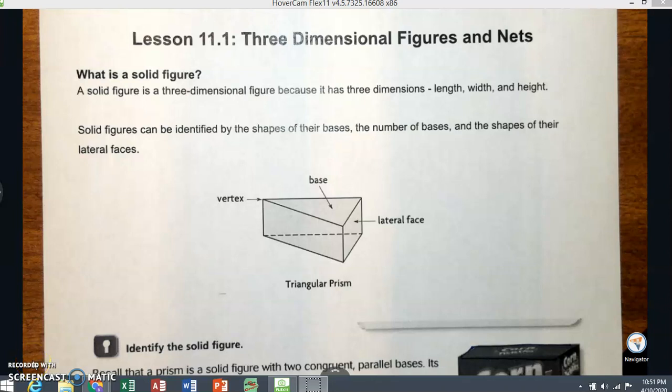This is lesson 11.1 in our Go Math series. We're going to be looking at three-dimensional figures and their nets. So our first question is, what is a solid figure? A solid figure is a three-dimensional figure because it has three dimensions: length, width, and height.